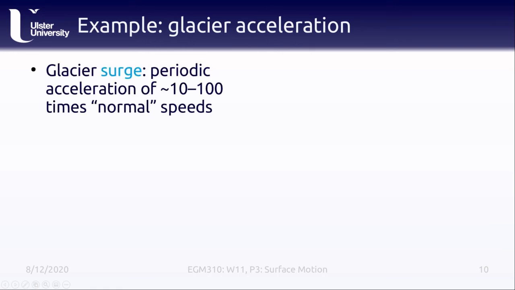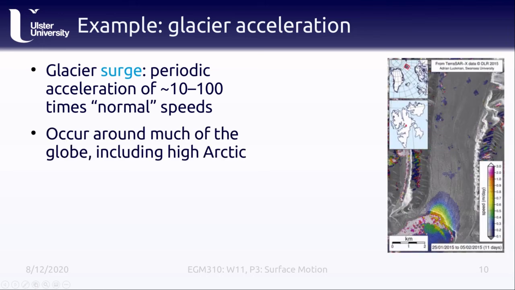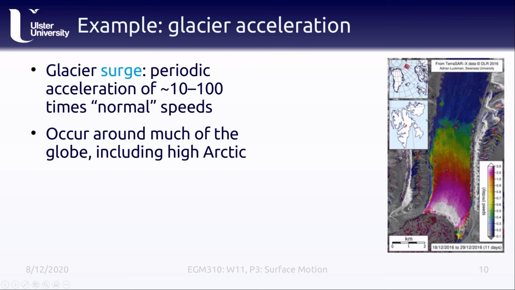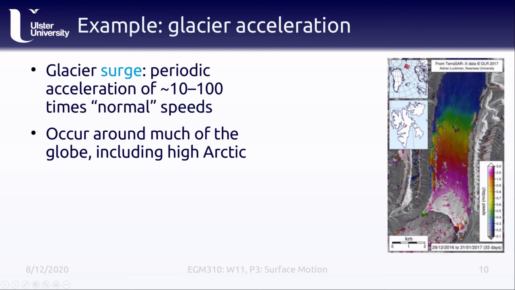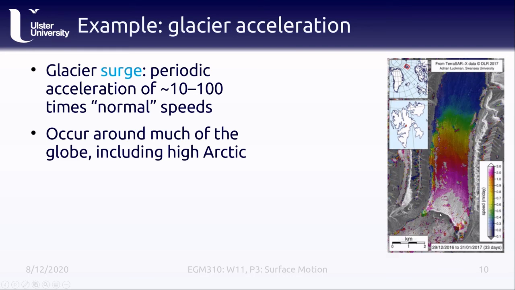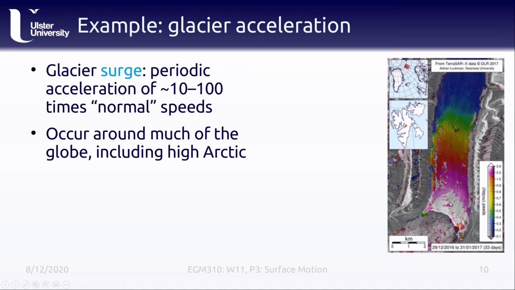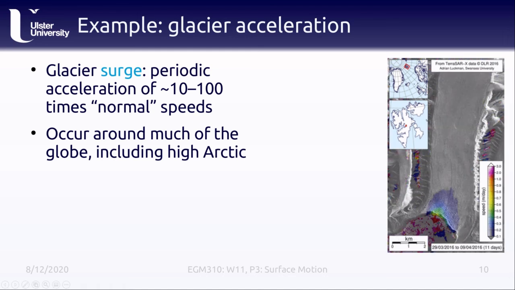A glacier surge is a periodic acceleration of about 10 to 100 times the normal background speed. These phenomena occur on glaciers all over the world, including in the high Arctic. The example here shows the development of a surge on Tunabreen, a glacier on Svalbard. In December 2016, Tunabreen began surging. We can see the increase in speed near the terminus of the glacier here, propagating up the glacier over time.